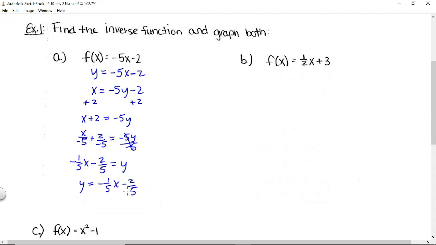And that is our inverse function. We've solved for y and we have our inverse function. As the final step, we will write that as f inverse of x, because that's what it is. And just rewrite it. And that's it.